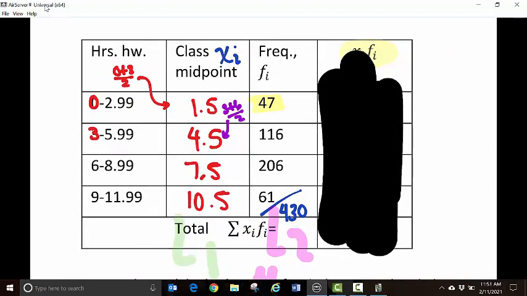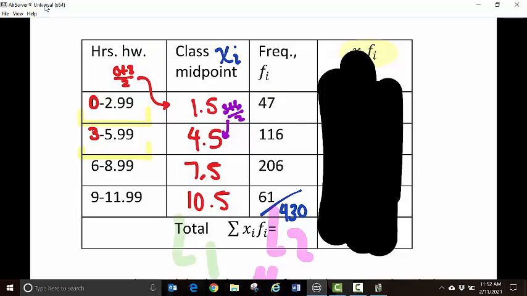47 of them did homework between 0 up to but not including 3 hours for that week. 116 had 3 up to but not including 6 hours of homework, so on and so forth. I don't know the actual data. Could be that all 47 kids in here did 1 hour of homework. I don't know, nobody gave me the data. So we have to estimate.